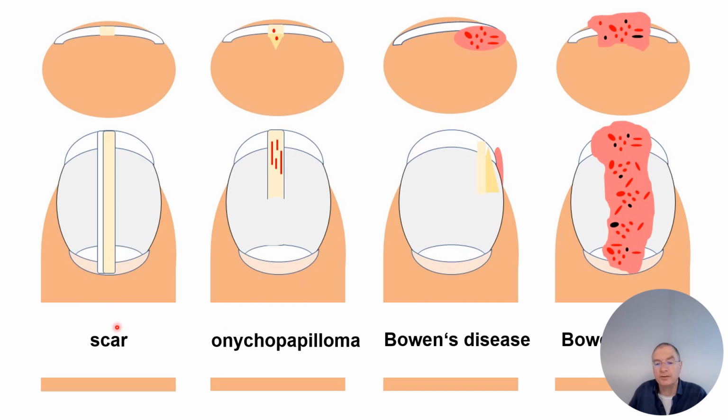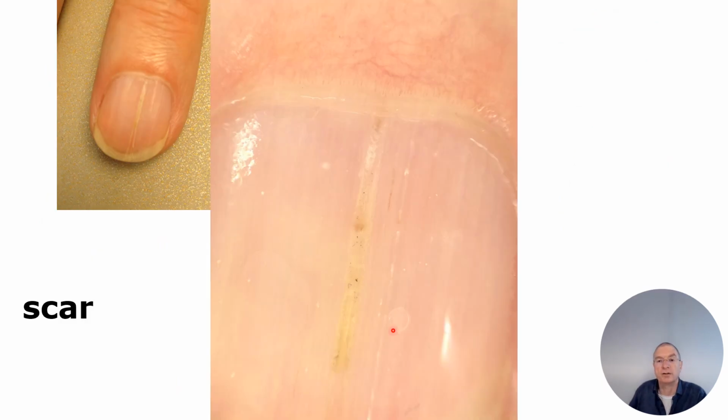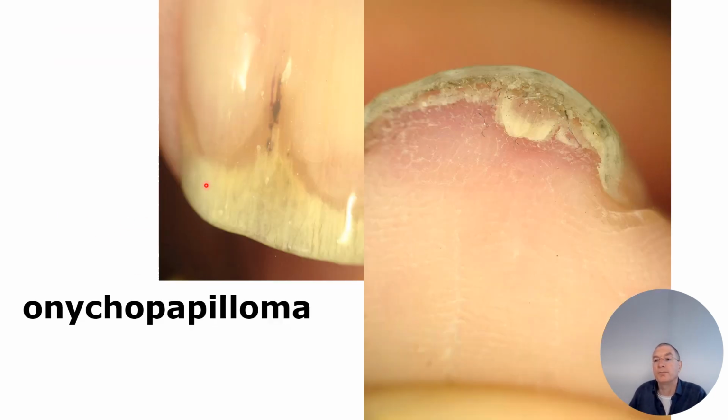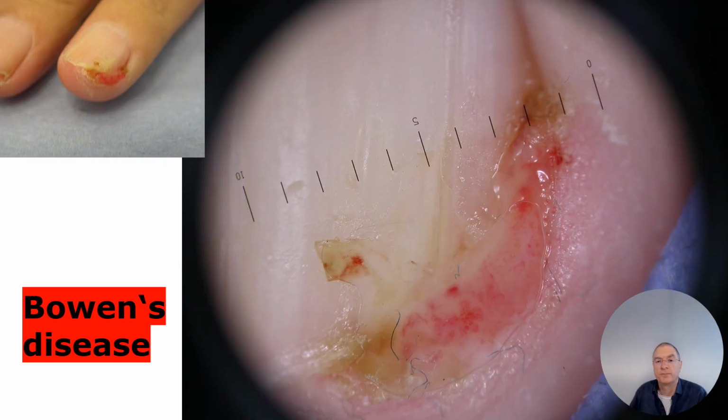Also we need to know something about scars and onychopapilloma, and then Bowen's disease and Bowen's carcinoma. A scar after injury still remaining here, and a little bit tricky because it can be affected by any onychomycosis. And also here's a typical onychopapilloma. So it starts perhaps in the middle of the nail and it goes to the periphery, and when you take the dermoscope you see underneath this hyperkeratosis, and often you see a little bit of bleeding inside, but it is a benign one.